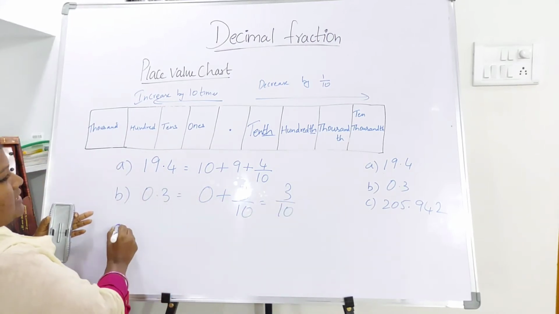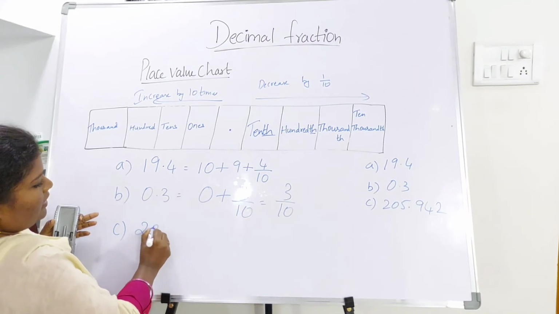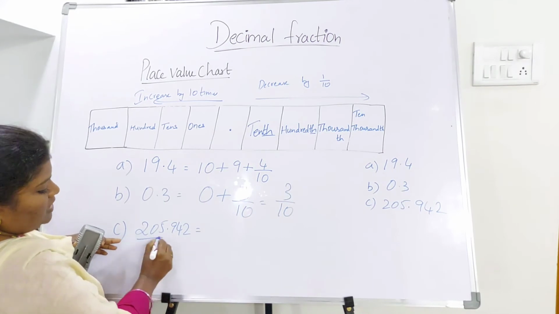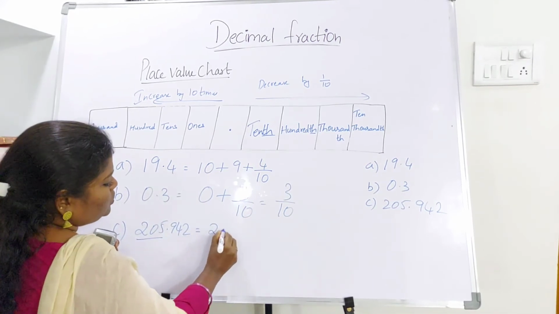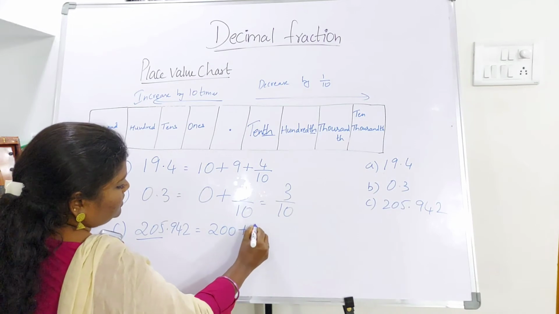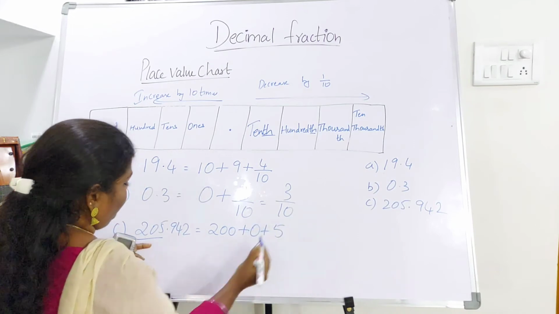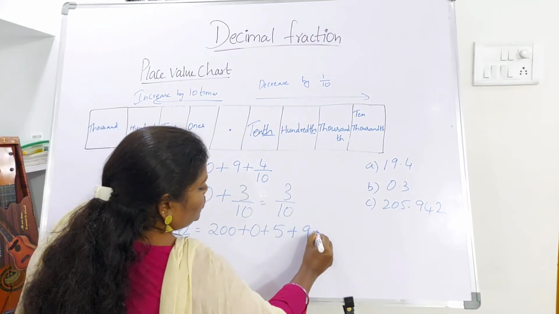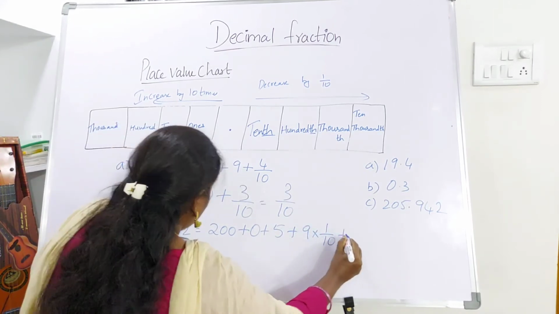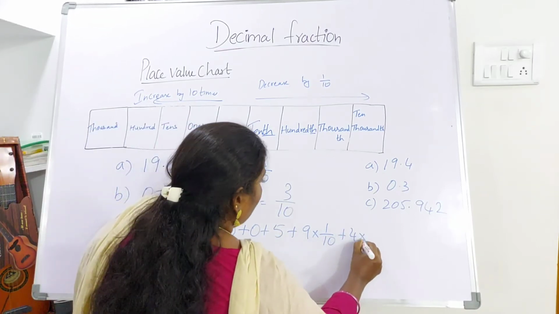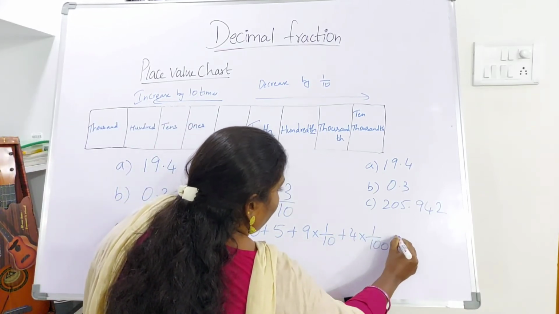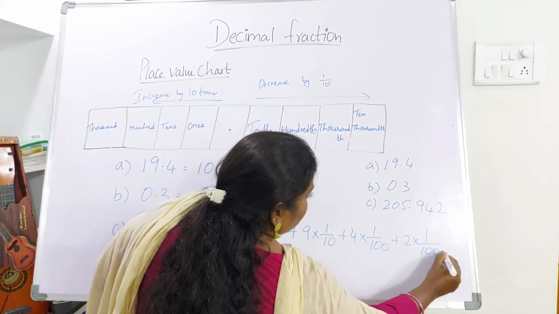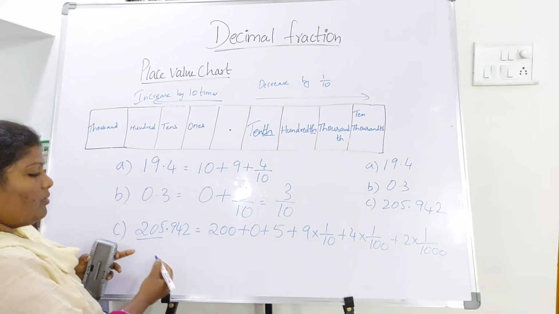Next one, C, 205.942. Now as usual, the expansion form will be 200 plus 0 plus 5. Now after the decimal point it is 9 into 1 by 10 plus 4 into 1 by 100 plus 2 into 1 by 1000. So normally when you are writing an expansion form, how are you going to write?